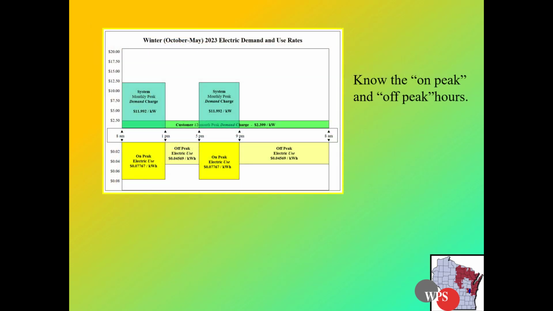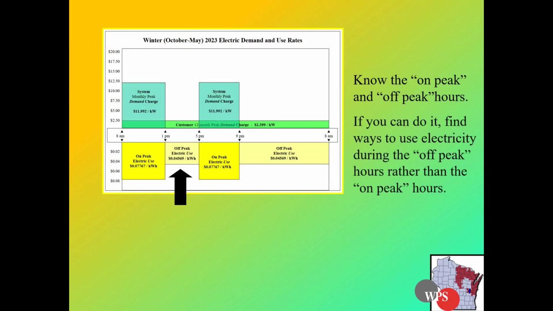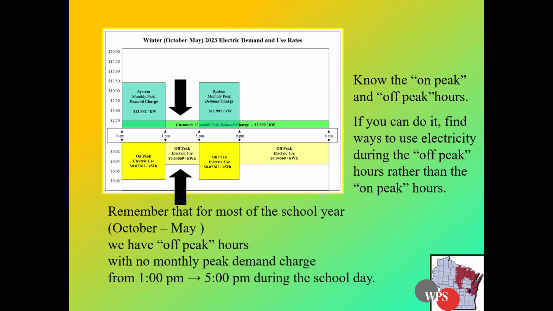Know the on-peak and off-peak hours. If you can do it, find ways to use electricity during the off-peak hours rather than the on-peak hours. Remember that for most of the school year, October through May, we have off-peak hours with no monthly peak demand charge from 1 p.m. to 5 p.m. during the school day.